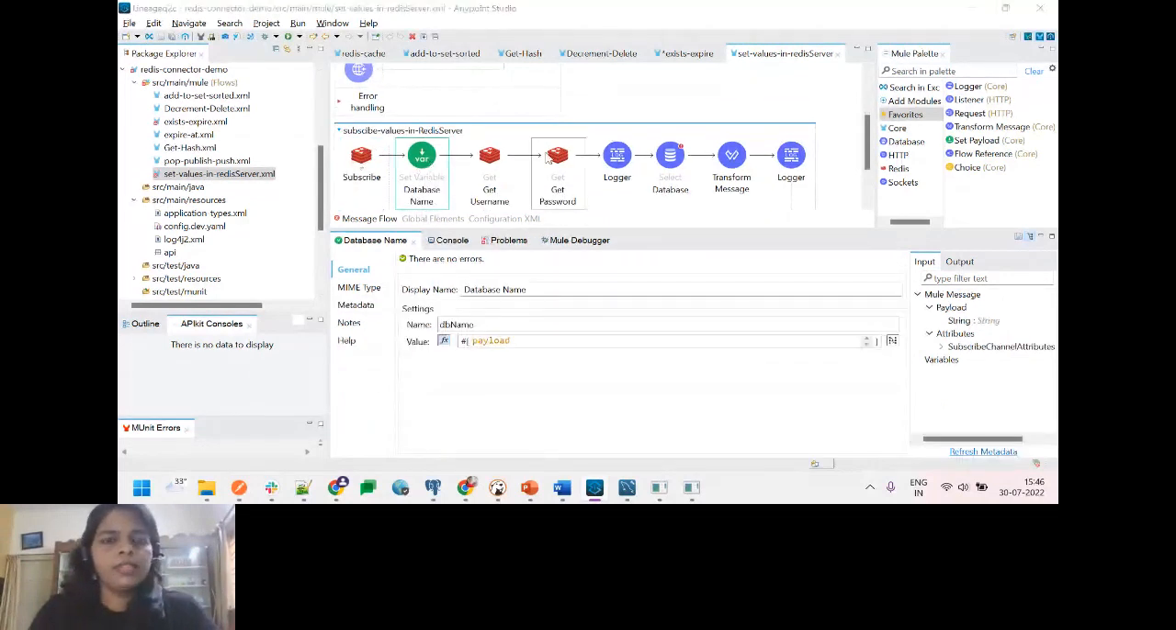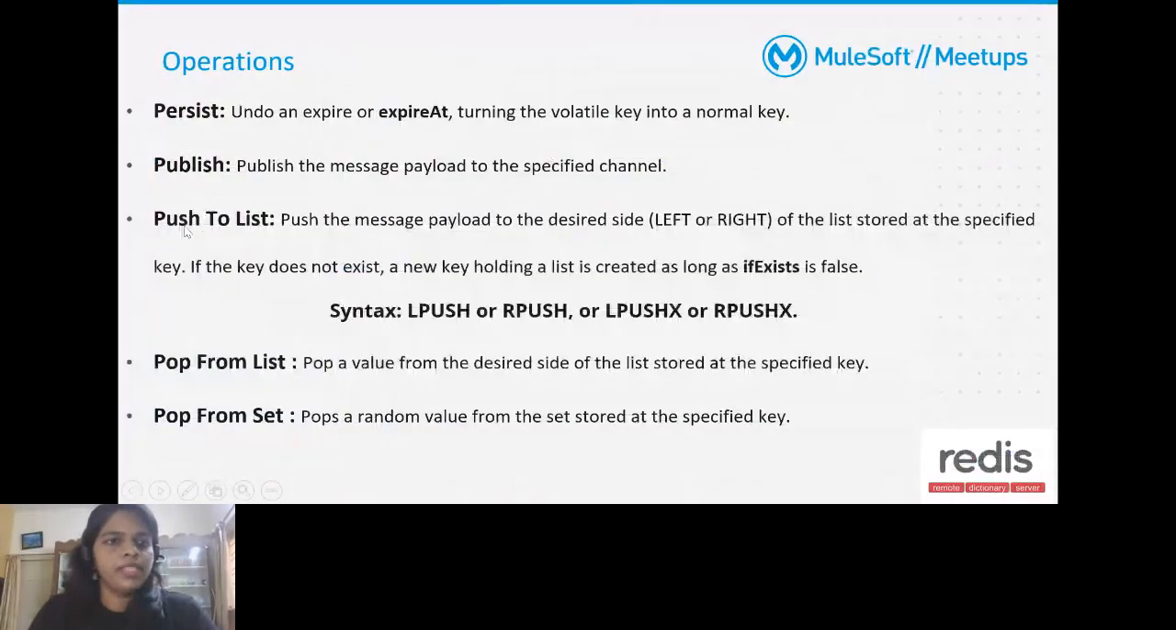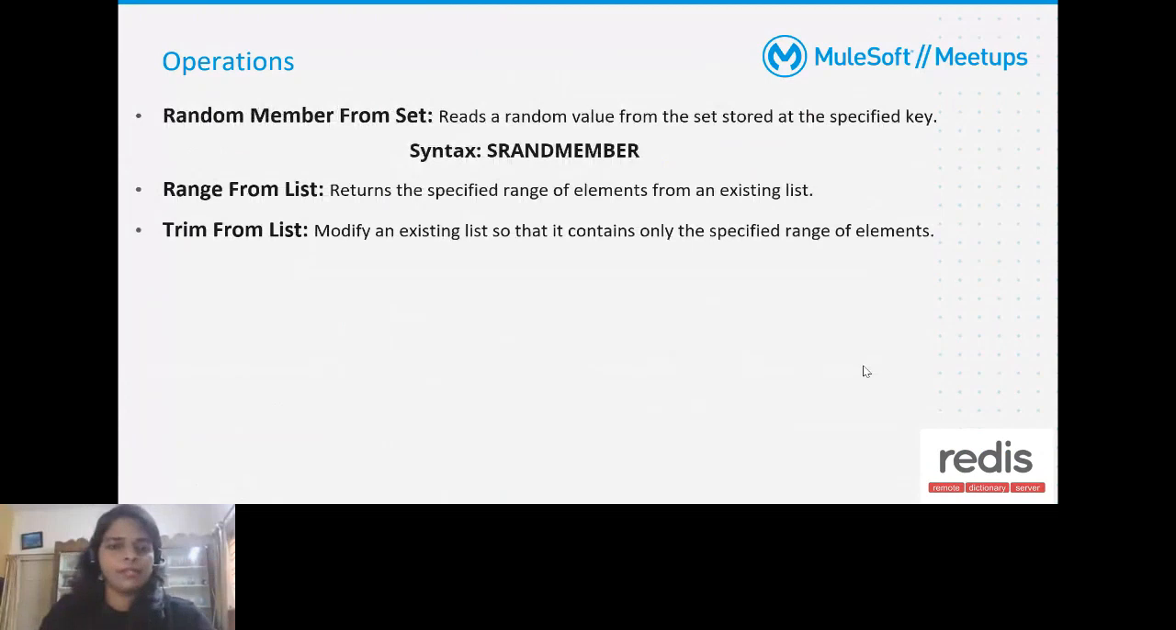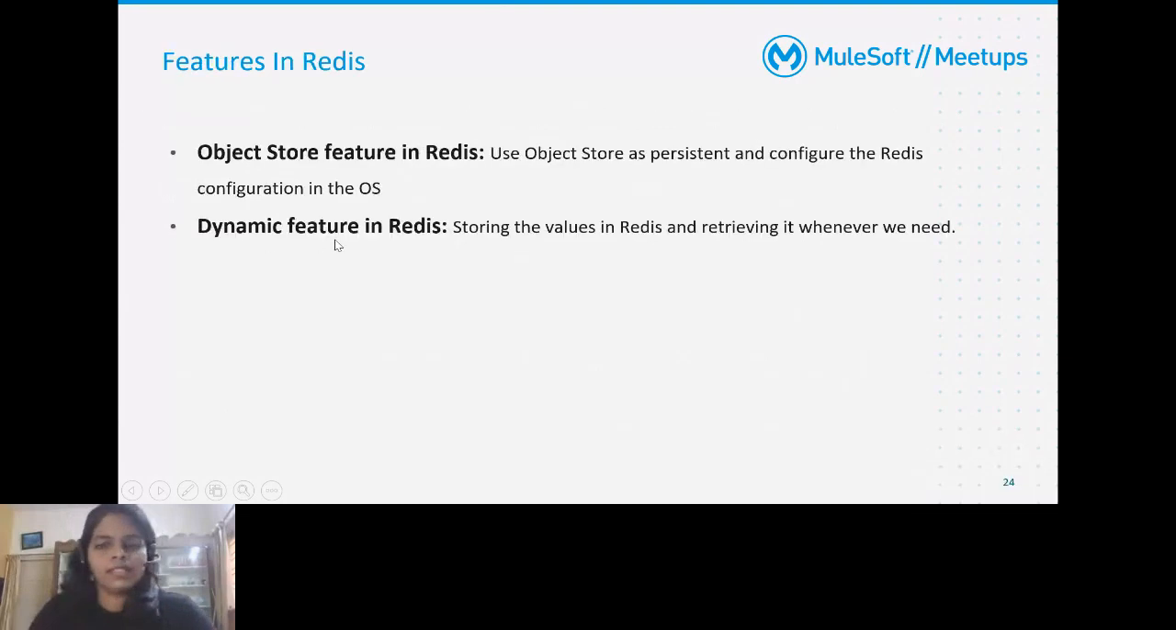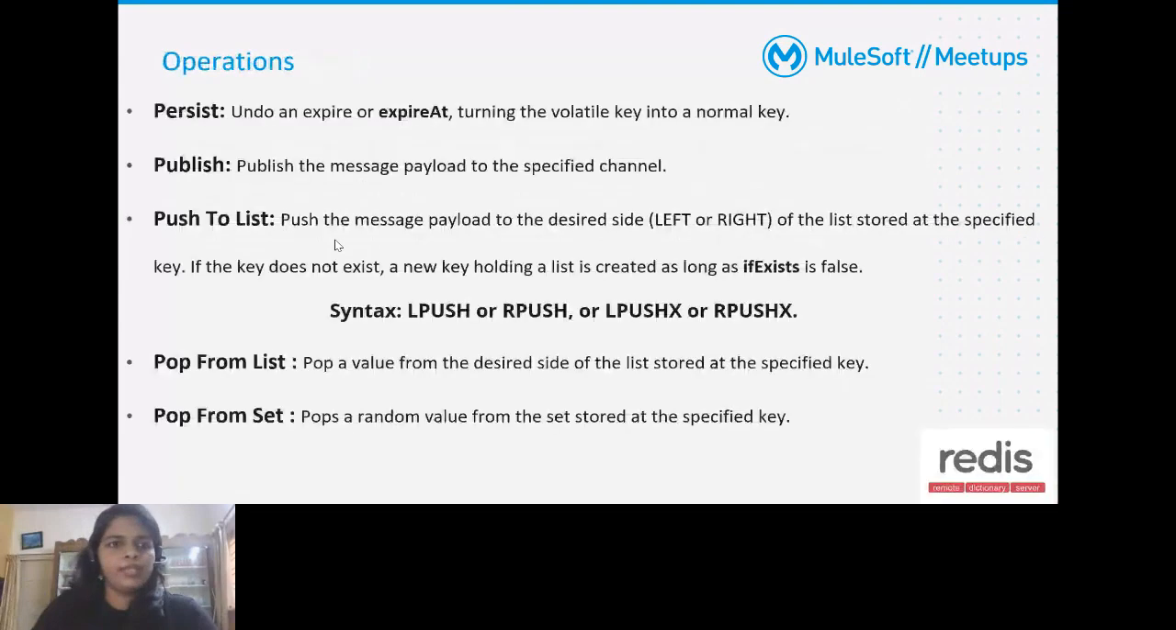That is publish. And push to the list means if we want to add something to the list, L push, R push, the commands we can use directly if we want to add something in the Redis database. Pop from the list: popping from the desired side of the list stored at the specified key. Even this is from set. The random member reads a random value from the set stored in the specified key. And these are some of the operations we have in Redis.